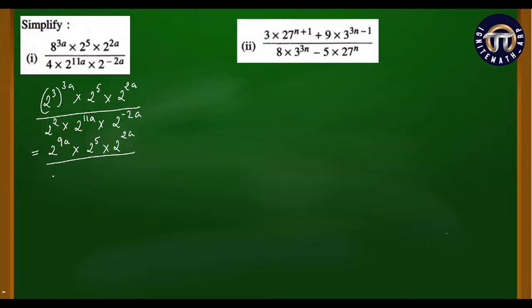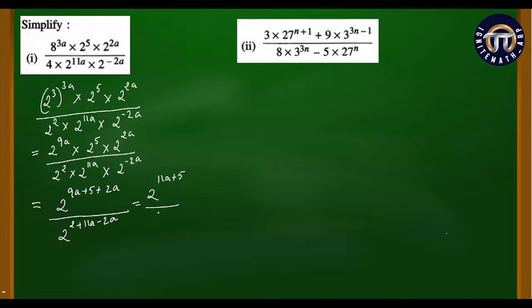So divided by 2 to the power of 2 into 2 to the power of 11a into 2 to the power of minus 2a. So apply the product law to the numerator first, then to the denominator. So 2 to the power of 9a plus 5 plus 2a by 2 to the power of 2 plus 11a minus 2a. So I get this one as 2 to the power of 11a plus 5 by 2 to the power of 2 minus 2a, and 11a minus 2a becomes plus 9a.